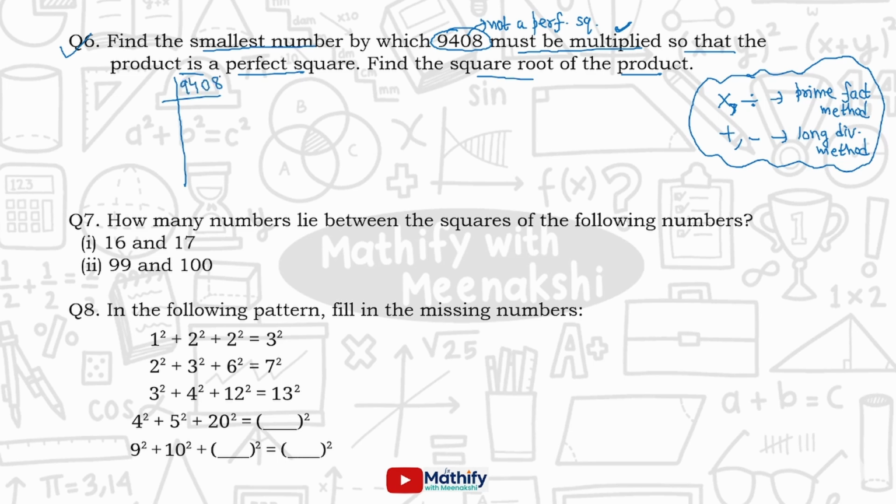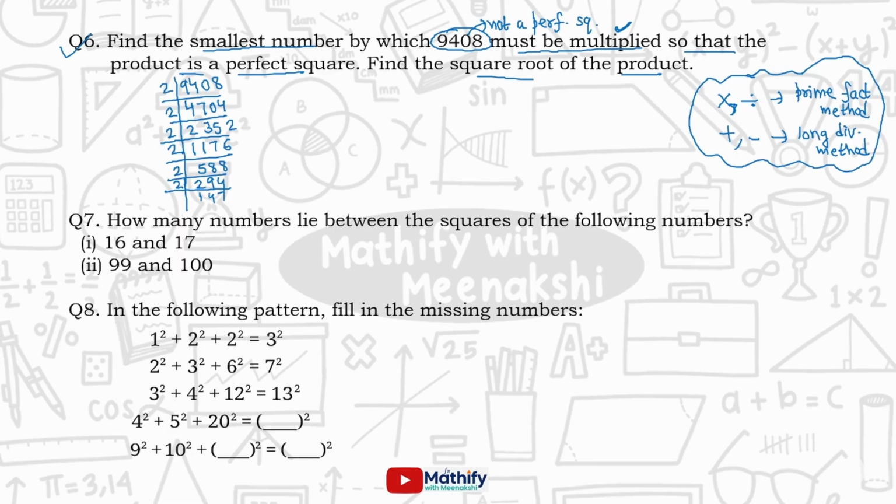As the last digit 8 is even, we'll divide by 2. 4704. Again the last digit is even, so I will divide by 2. 2352. Again the last is even, so I will divide by 2. 1176. Again the last digit is even, I will divide by 2. 588. Again the last is even, I will divide by 2. 294. Again the last is even, I will divide by 2. 147. Now the last digit is not even, so I can't divide by 2.